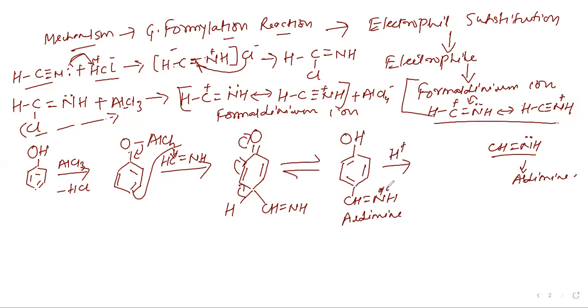Now here you have a lone pair of electrons on the nitrogen atom. It can form a bond with hydrogen, right? Giving you CH double bond NH2, right? This positive charge. Now this will further react with OH.